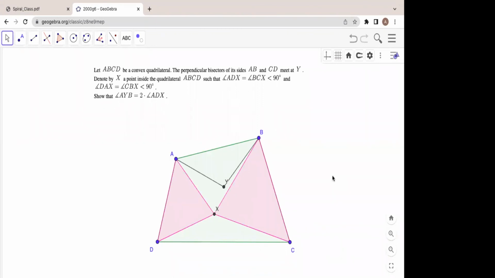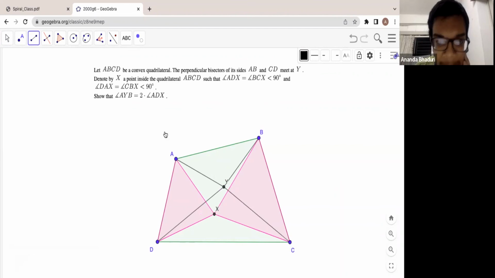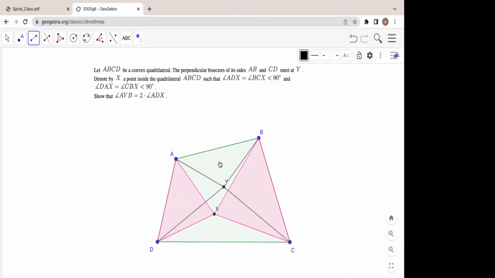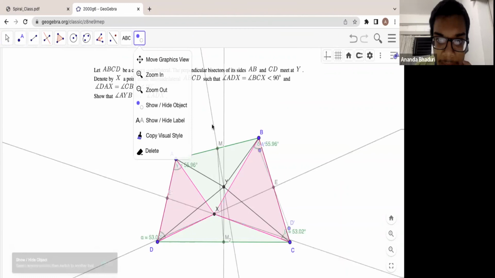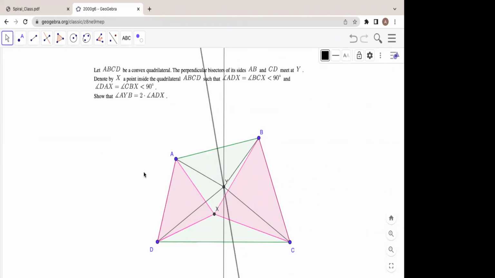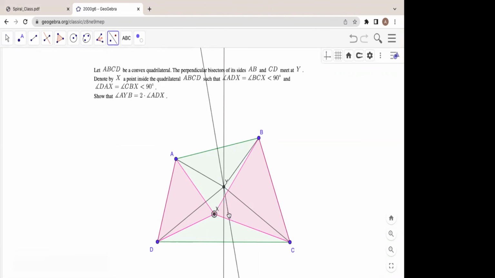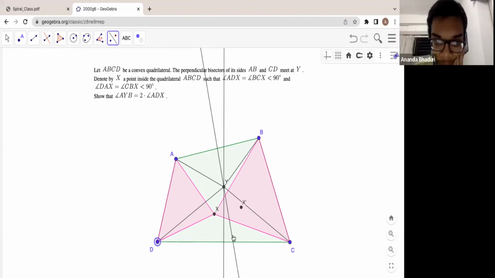Maybe about the perpendicular bisector of AB and some other perpendicular bisector of CD. So do you want me to add the perpendicular bisectors of AB and CD? Yeah. Okay. And then, do you want me to reflect X about the perpendicular bisector of AB? Yeah. Okay, I see. So A goes to B. Let's reflect D. Just X, or do you also want the whole triangle ADX?